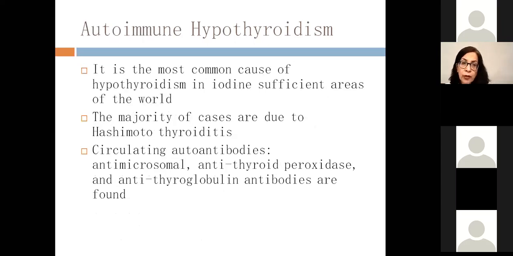Autoimmune hypothyroidism, details of which we will do in the next lecture, but I just want to tell you that it is the most common cause of hypothyroidism in iodine sufficient areas of the world. If there is no iodine deficiency, then most commonly it is autoimmune hypothyroidism. Majority of cases are due to Hashimoto thyroiditis, and as you know, with all autoimmune diseases, there are circulating autoantibodies present in the blood: antimicrosomal, antithyroid peroxidase, antithyroglobulin antibodies. Okay? Antibodies will be there.